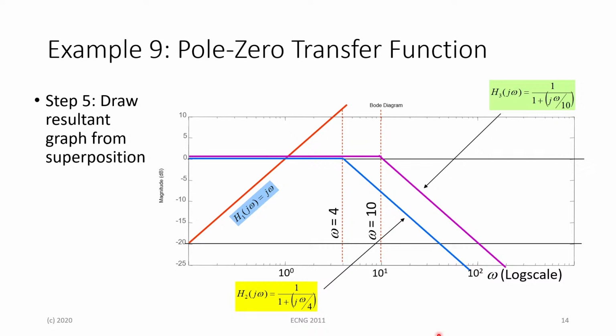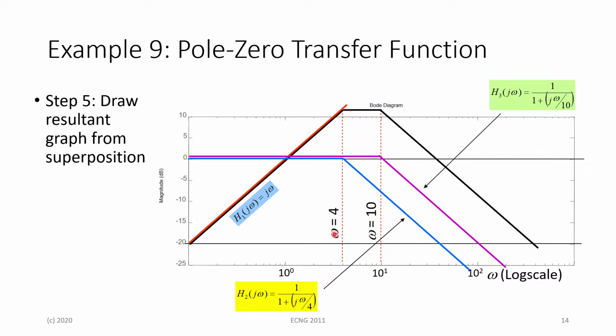Now that we have our three subsystems plotted here, we're going to be watching the compound, or the superposition, of everything before this first pole here, in between these two poles, and then after this last pole here, to get our resultant final magnitude graph for our entire H(jω) system. So when we do this, the black line here represents our result, but I'm going to explain how we obtain this black line.